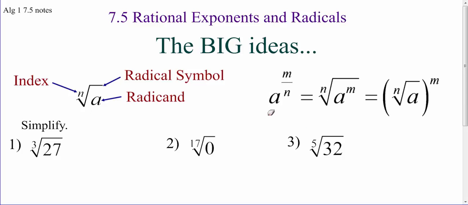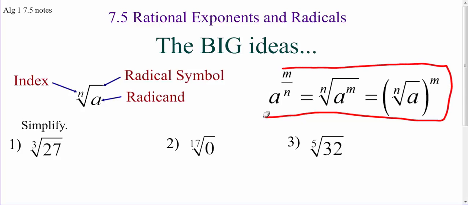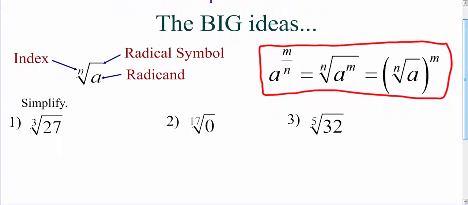Now, really the big deal today that we need to make sure you understand is this relationship that you see here. It's a rational exponent. A to the m over n is the same as saying I'm going to take the nth root of a to the m power, or you could switch the order and say I'm going to take the nth root of a and then raise that whole thing to the m power. Now I know that's all in variable form. It's kind of weird seeing it that way, but we'll have a chance to take a look at this a little bit closer as we move forward.